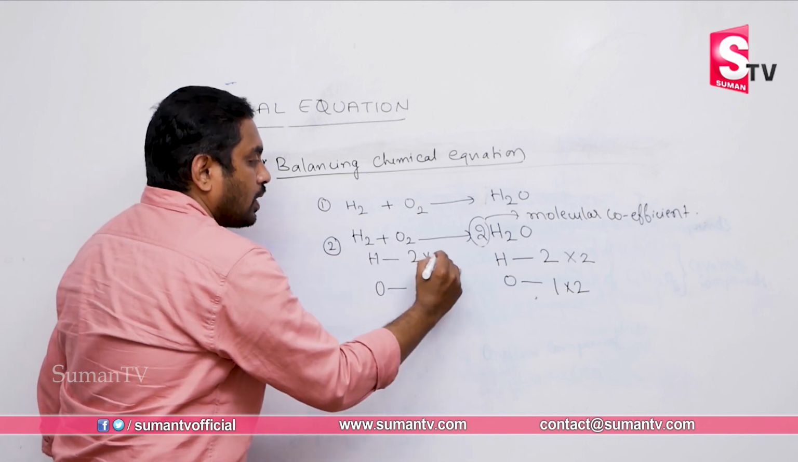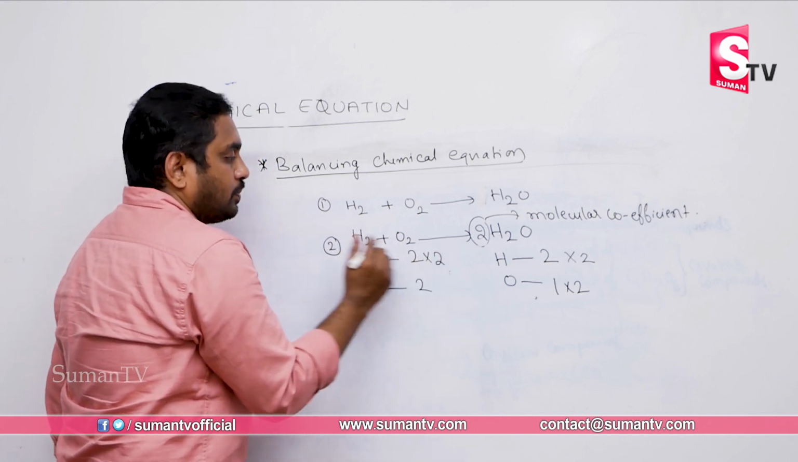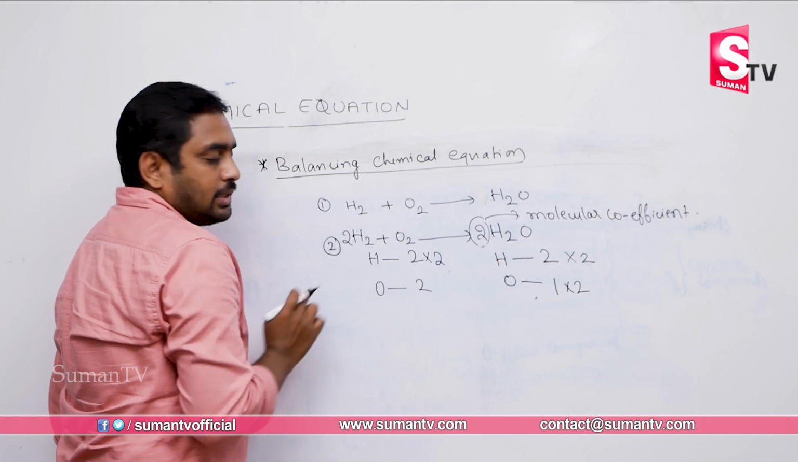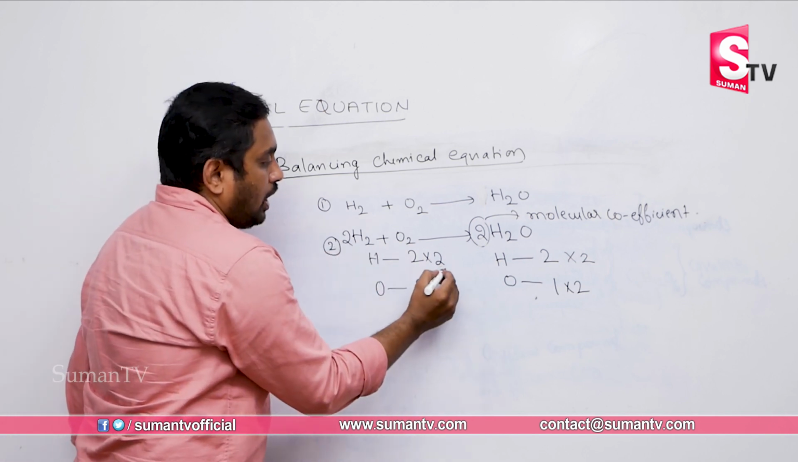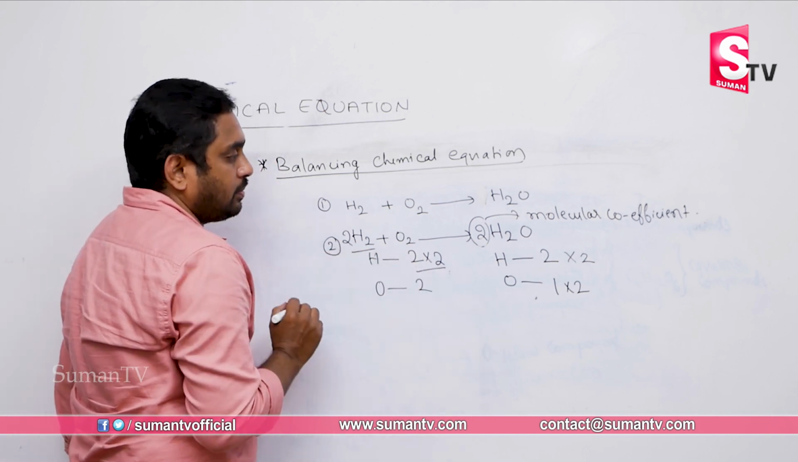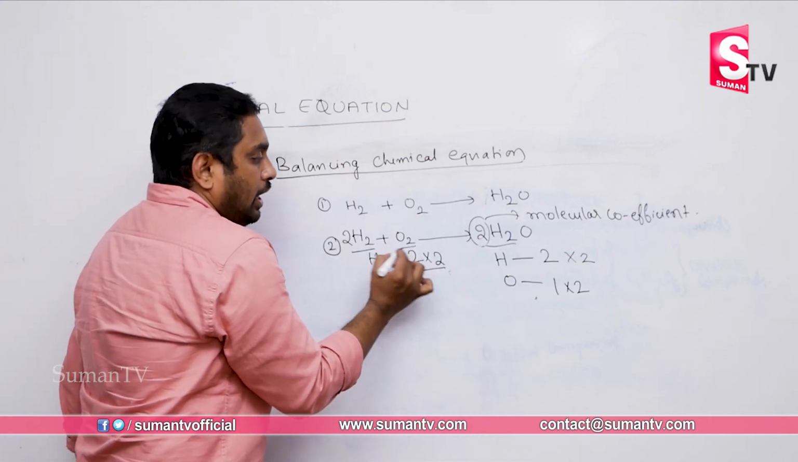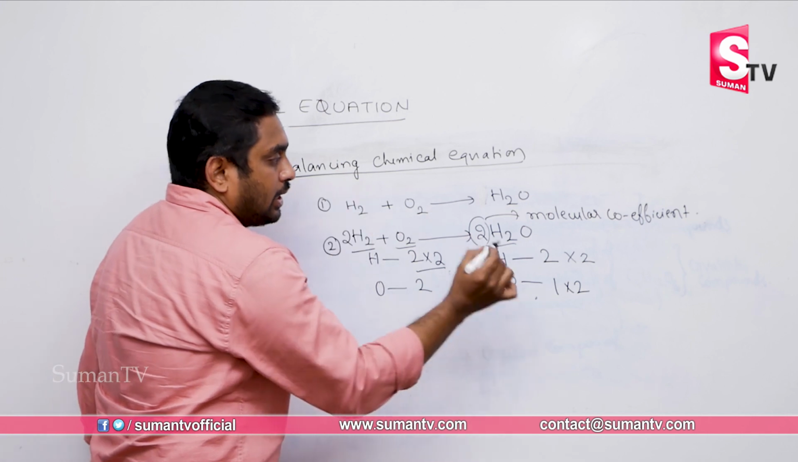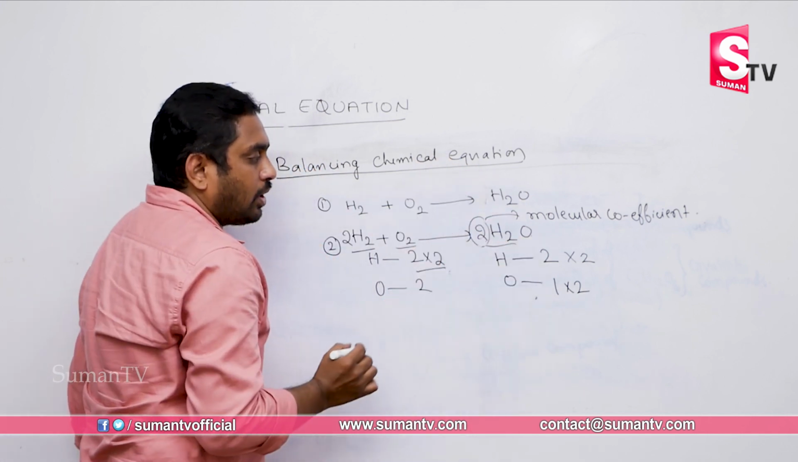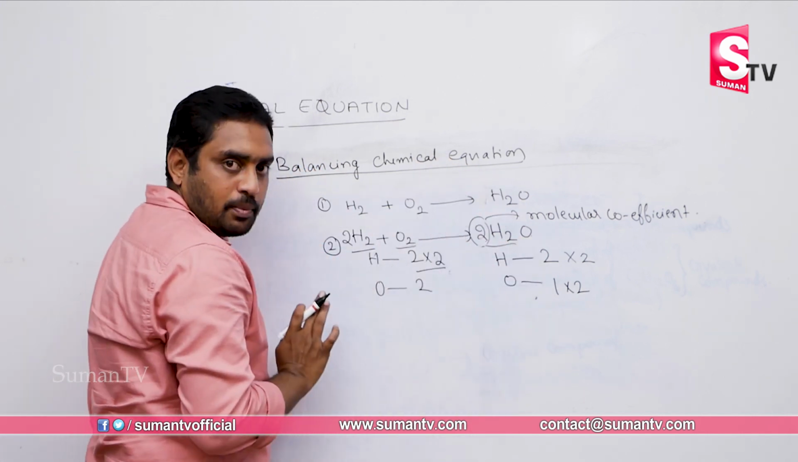So multiply with 2 on the left hand side. Now it contains 4 hydrogen atoms. Right hand side also contains 4 hydrogen atoms. Left hand side it contains 2 oxygen atoms. Right hand side it contains 2 oxygen atoms. Now the equation is balanced.